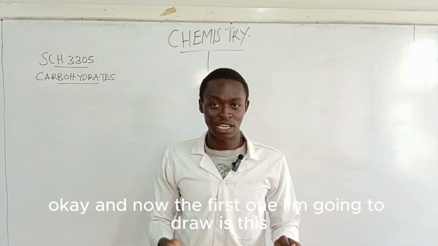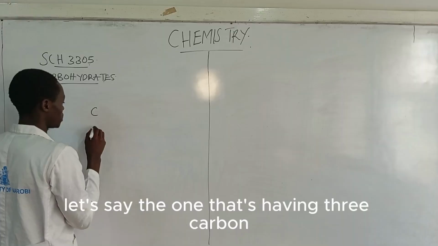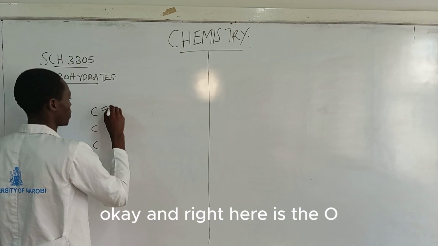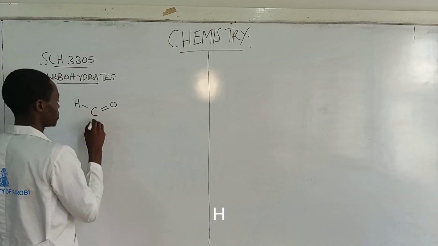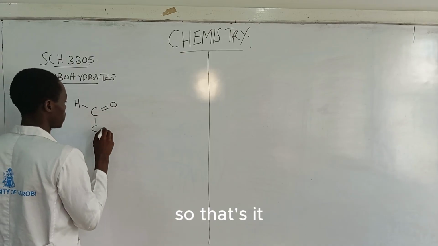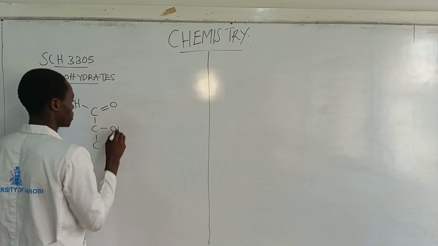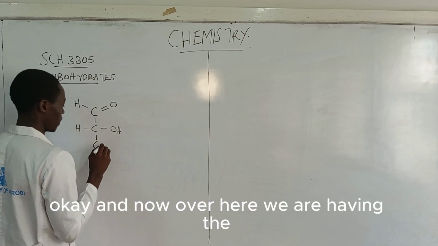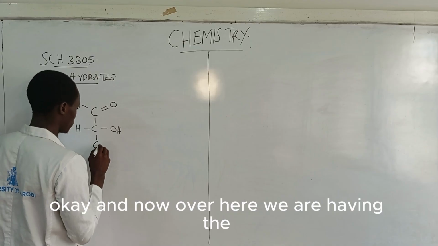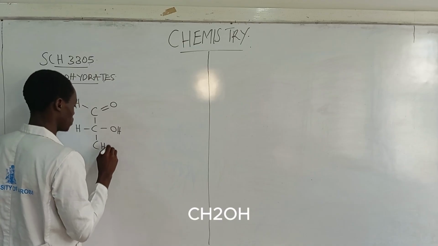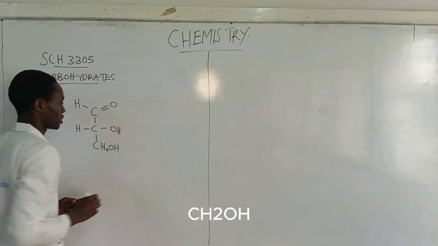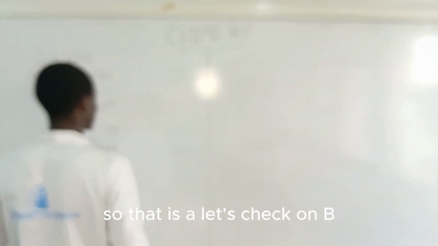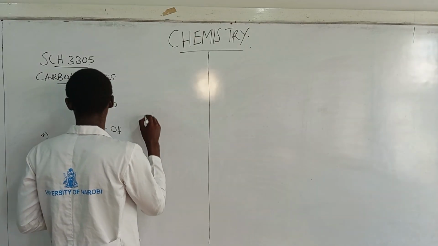Now the part that I'm going to draw for you is this. Let's say one that has 3 carbons. Over here you have the OH, that way you have the OH, and you have the H. And now over here you have the CH2OH. So we have that compound. Let's say this one is A.